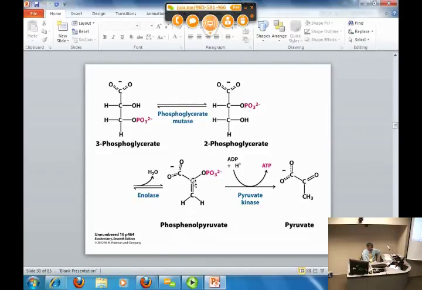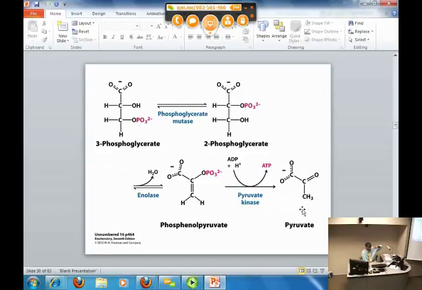And this phosphoenolpyruvate is highly, highly unstable. So it easily donates the phosphate immediately as soon as the ADP is there. So ADP plus H plus, again, another molecule of ATP is formed, and finally pyruvate is the product. So if you have one glucose molecule, you get 2 pyruvate molecules being produced.